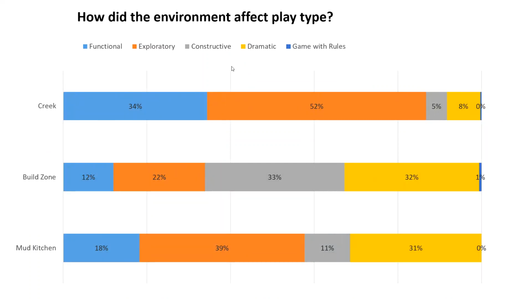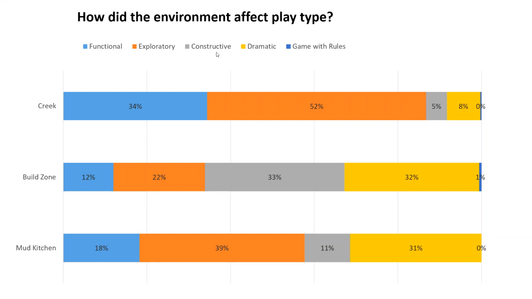When we're looking at the play type, this was coming from the Rubin scale, the play observation scale. What's important to consider here is that they're listed in a hierarchy. So functional play is a lower order play, and games with rules is a higher order play. So functional is basically very physical. Exploratory is physical, but there's a purpose, you're seeking something.